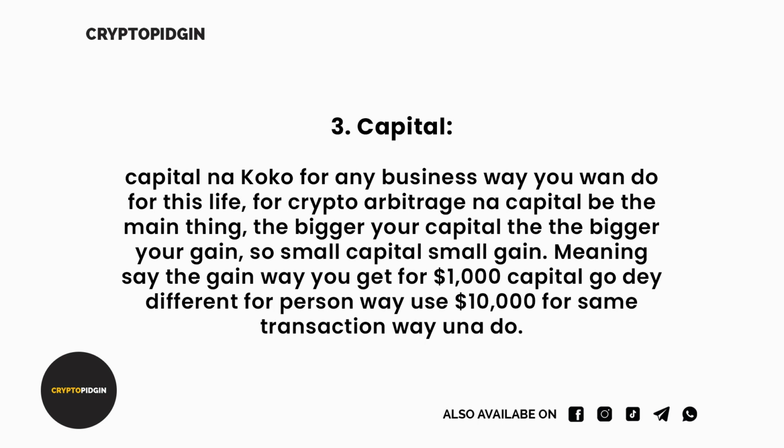So if your capital dey small, your gain go dey small. Meaning say gain wey you go get if you use $1,000 take start your crypto arbitrage no go dey the same for person wey use $10,000 take start. Even if una two do the same transaction, the gain wey go comot go dey different. Your own go dey small and the person own go dey high, because the person get more capital than you. So you must consider your capital first before you talk about crypto arbitrage.